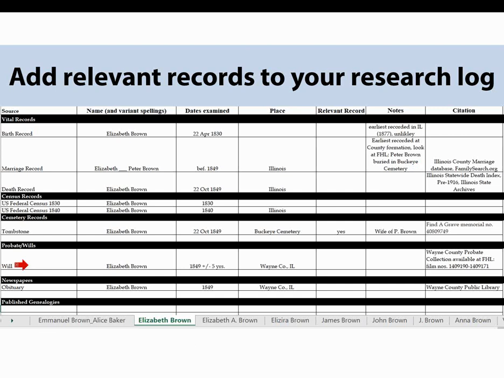So if you want to look for a will, it's going to be in this Wayne County Probate Collection at FamilySearch. These are the film numbers that I want to look at. If you're looking for an obituary, it should be at the Wayne County Public Library. If you contact them and you're waiting for a response, I always suggest including the date that you contacted them, just so that you can follow up with specific information should they not respond to your request.